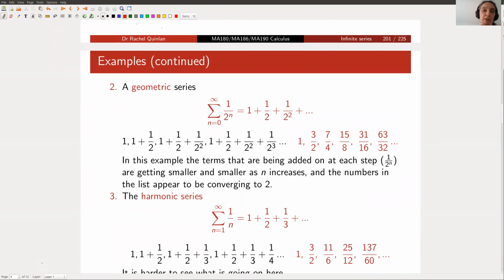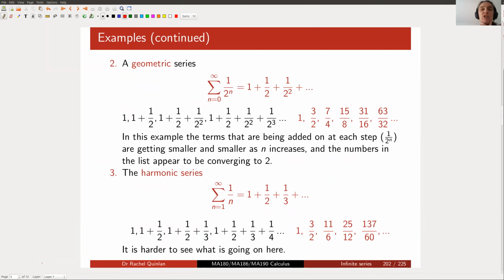Fine. Okay, here's the second example that we had. This geometric series, the sum of 1 over powers of 2: 1 plus a half plus a quarter plus an eighth, etc. So if we do the same trick there, I take the sum of the first term only and then stop, we get 1. If we take the sum of the first 2 terms, 1 plus a half, we get 3 over 2.